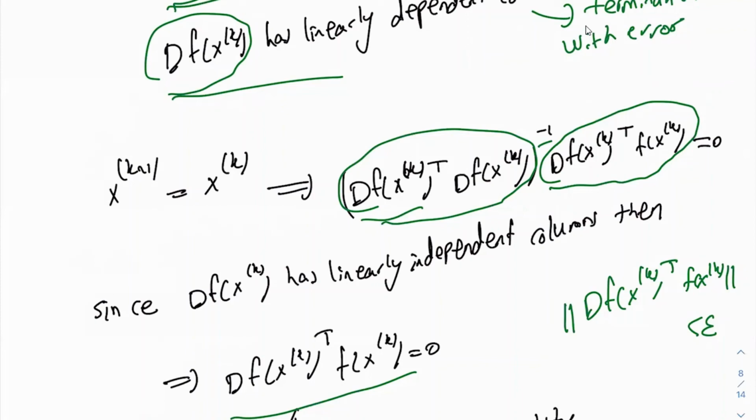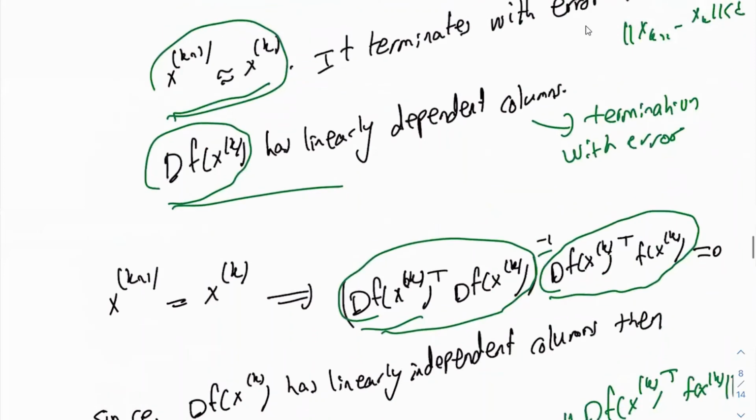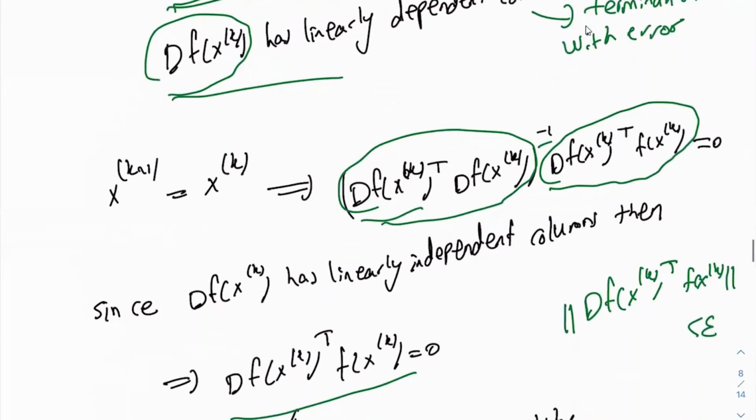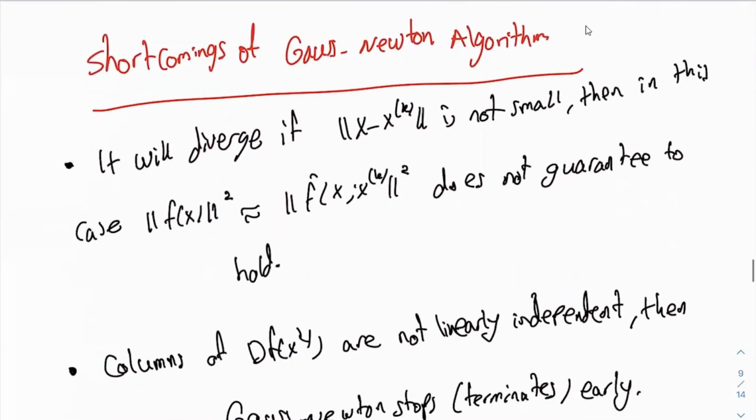Good. So the stopping conditions are the maximum number of iterations, the norm of these two being small, which is the stopping condition, then the termination with error, and also the optimality condition, of course, which is a very important stopping condition. Okay. Well, what is the shortcoming of that? I already motivated this concept.